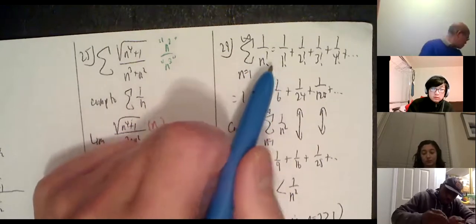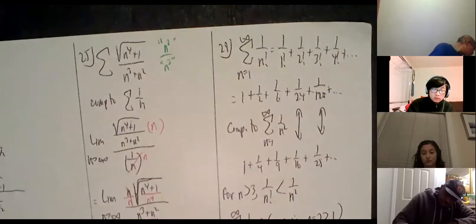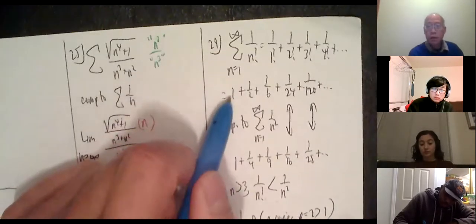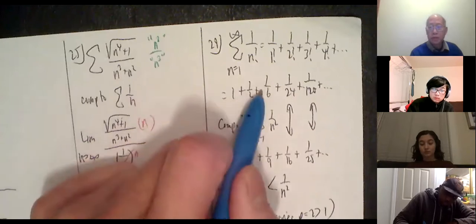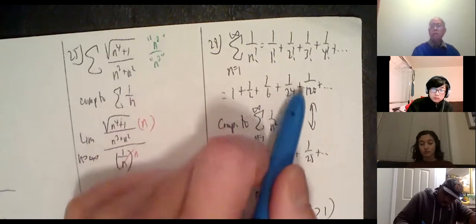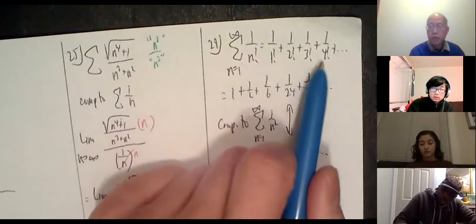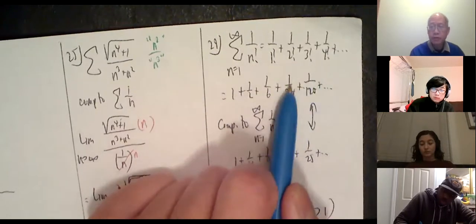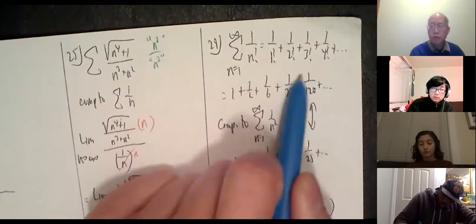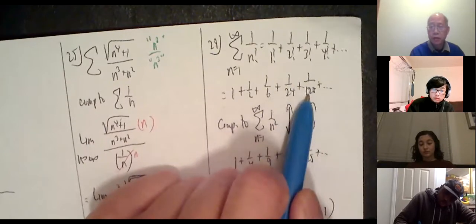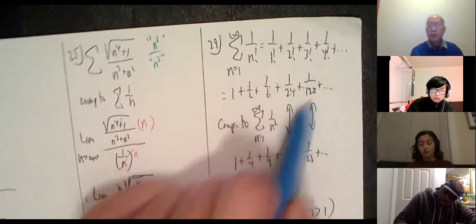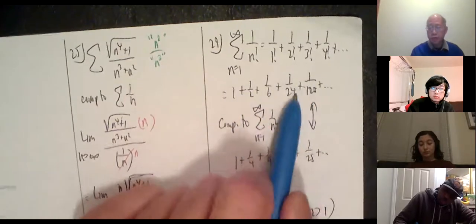1 over 1 factorial, 1 over 2 factorial, and so on. Write some of the terms out: 1 plus a half plus 1/6 plus 1/24 plus 1 over 120. Right? Remember about the factorials? 4 factorial means 1 times 2 times 3 times 4. 5 factorial is 1 times 2 times 3 times 4 times 5, which is 120. Okay, this looks like it should converge.